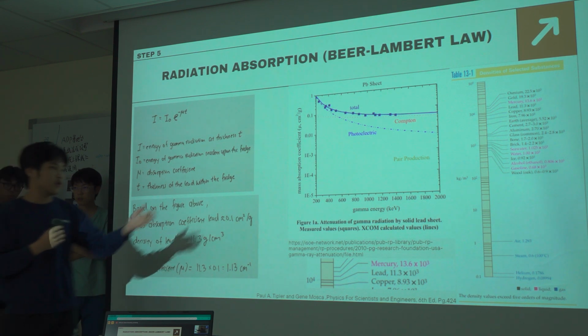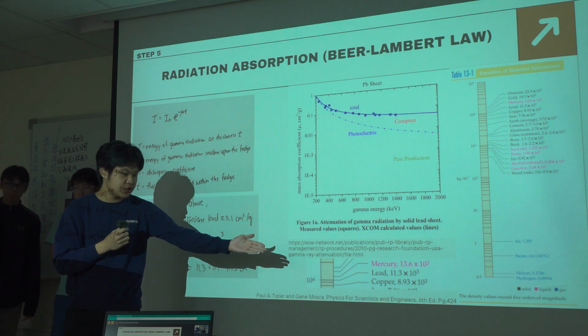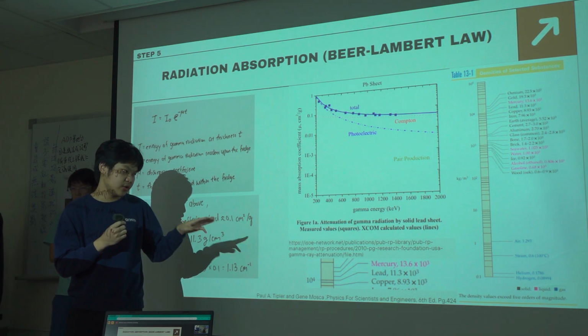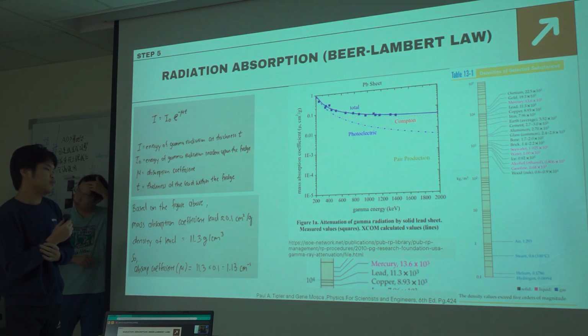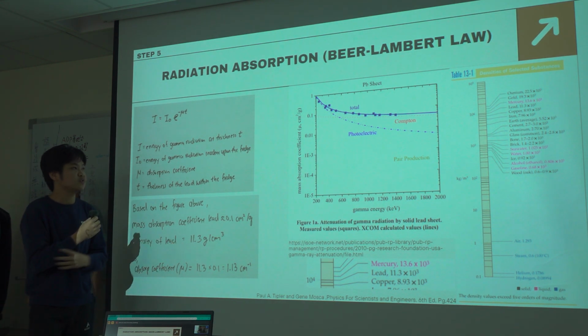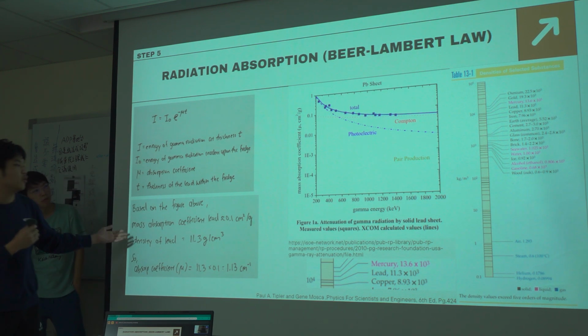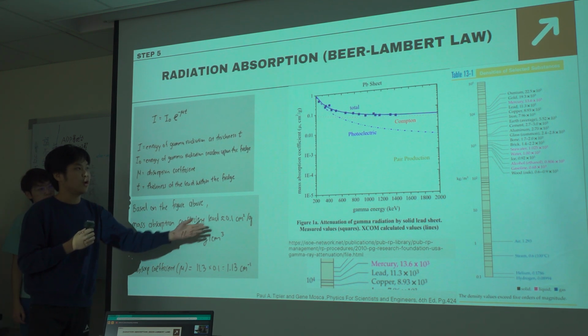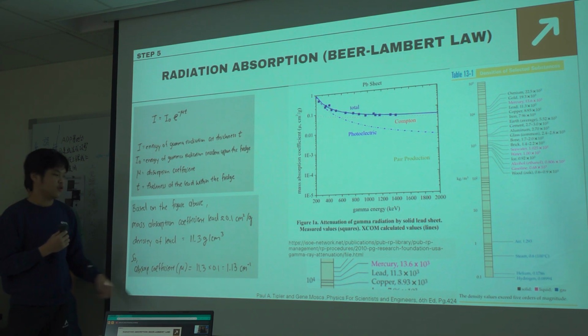If you can see on the right-hand side, the density of lead is 11.3 times 10 to the power of 3 kilograms per cubic meter, so you need to change it into grams per cubic centimeter. And you can see we approximate the mass absorption coefficient to be around 0.1. So we just need to multiply both of these to get the mu of lead.